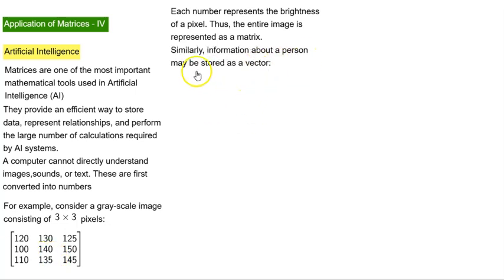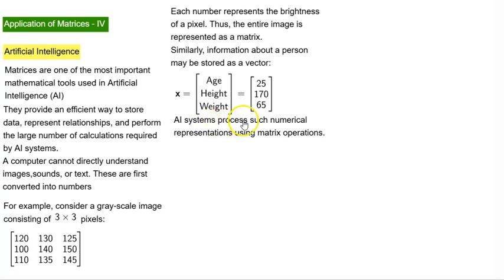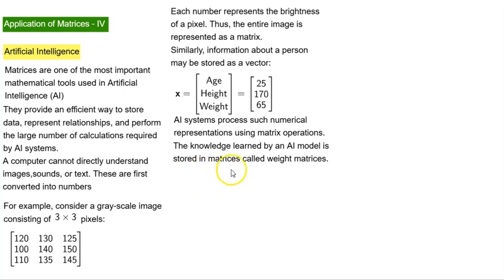Similarly, information about a person may be stored as a vector. As a small example, we have a vector x in the form of a matrix, which contains the age, height, and weight, not the descriptive terms, but the numerical values. Now, AI systems process such numerical representations using matrix operations. The knowledge learned by an AI model is stored in matrices called weight matrices.